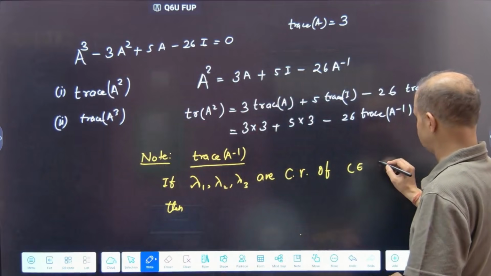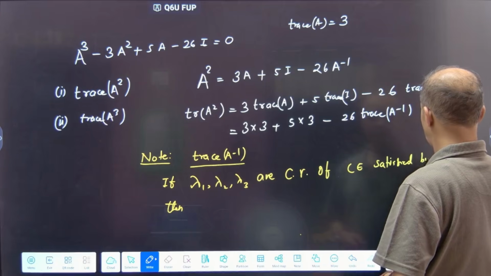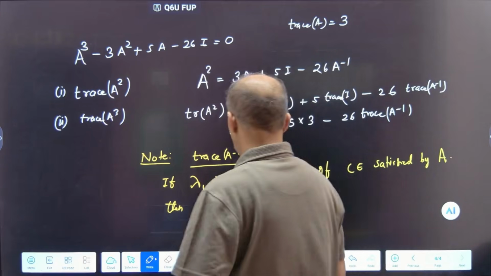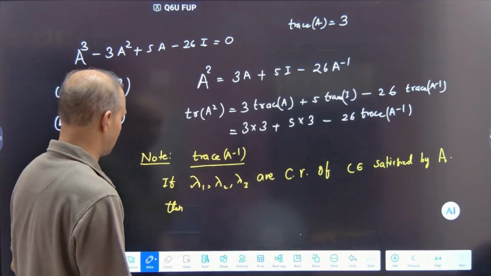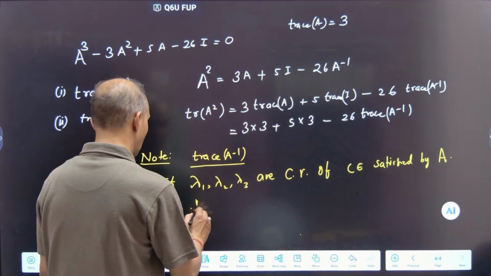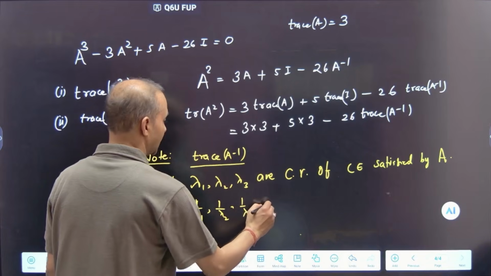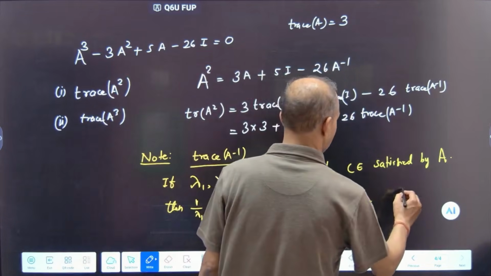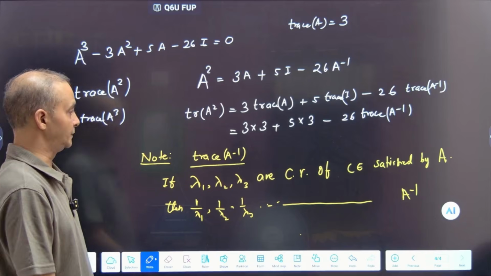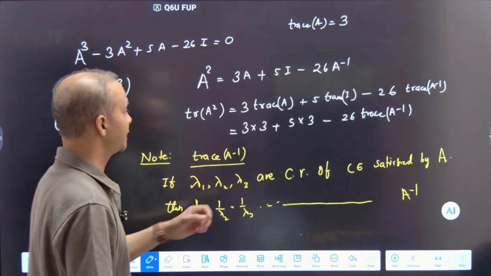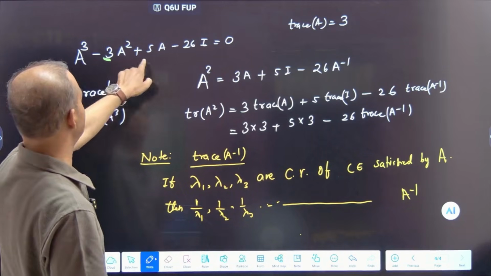characteristic equation satisfied by A, that is satisfied by the matrix A, or I can directly say that is the characteristic eigenvalues of the matrix A, lambda 1, lambda 2, lambda 3, then 1 by lambda 1, 1 by lambda 2, and 1 by lambda 3 are the characteristic roots of this A inverse, means the 1 by lambda 1, 1 by lambda 2, and so on. So how we can use it? You know that the trace of A inverse we have to find out, and suppose this is our equation actually.